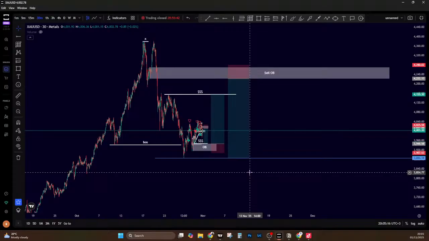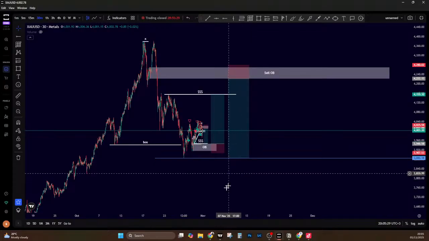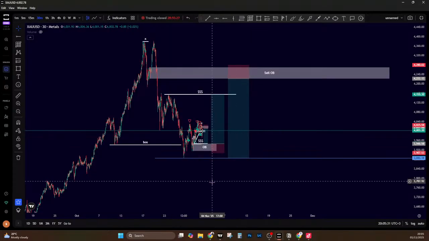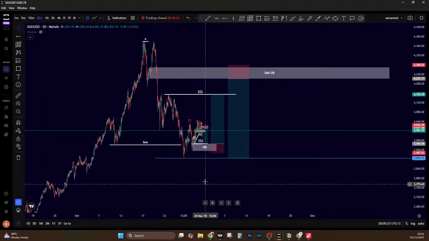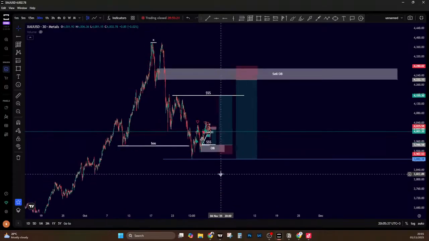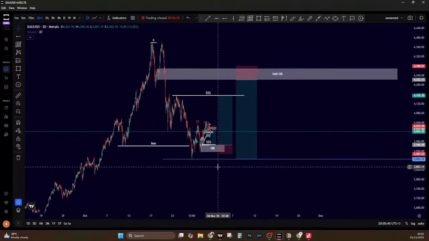Because I'll probably be here on Wednesday, you will see whether this analysis will work. So this is all I'll be looking at tomorrow on gold. But of course, when it comes to gold, make sure you manage your losses or you go back to the village.